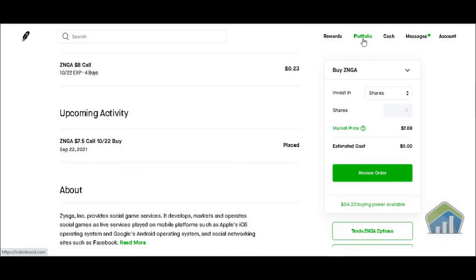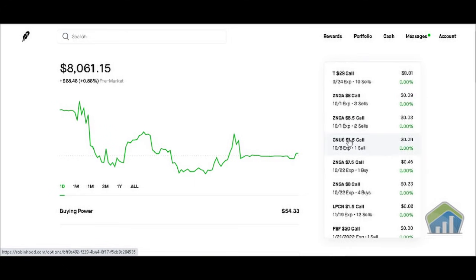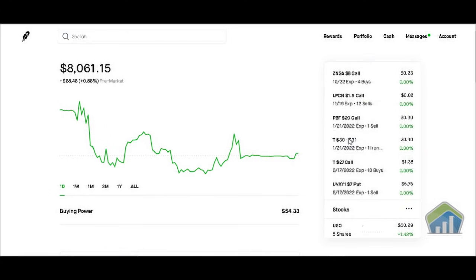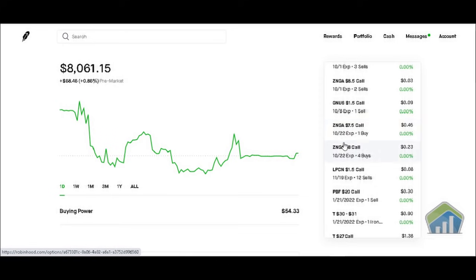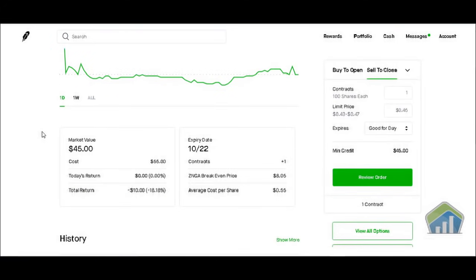So what we're going to do is click on portfolio and show you exactly what's going on with our Zynga, right? The first one we're going to show is the 750 call, and here it is right here. We have an average cost per share of 55 cents. We have a break even at 8.05. We only have one contract right now. We're trying to pick up another contract, and the cost was $55. Market value right now is $45.